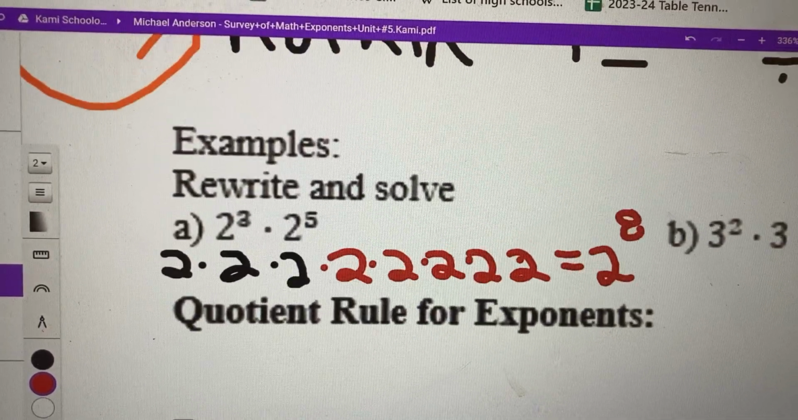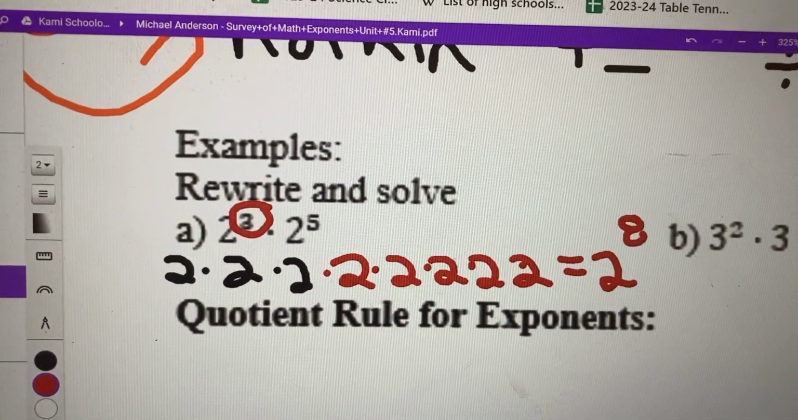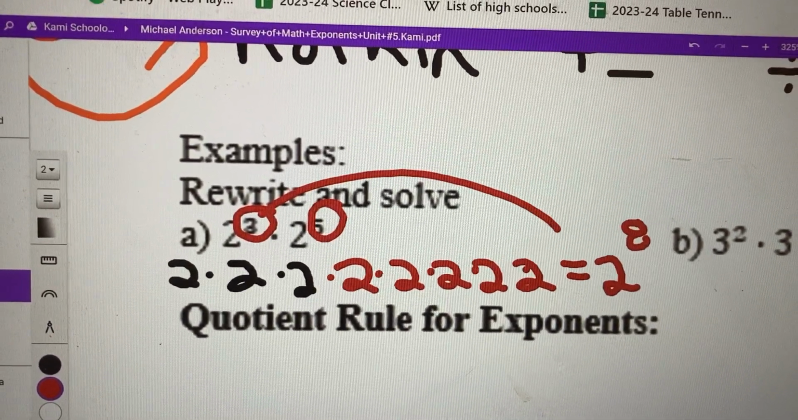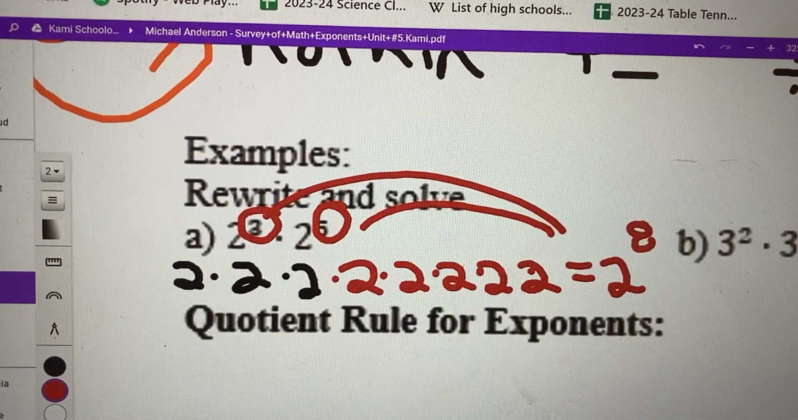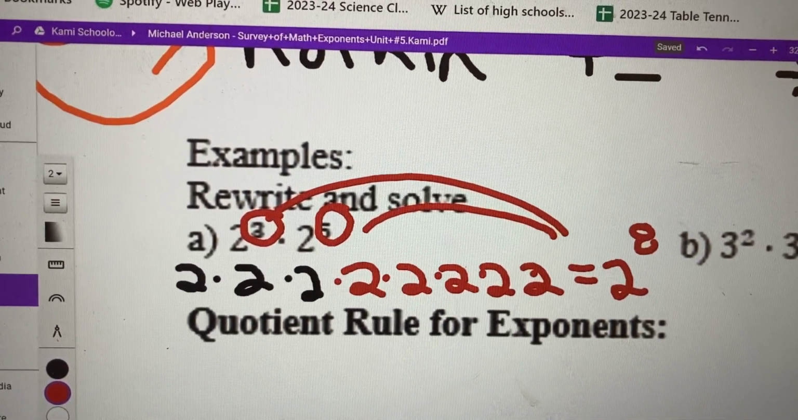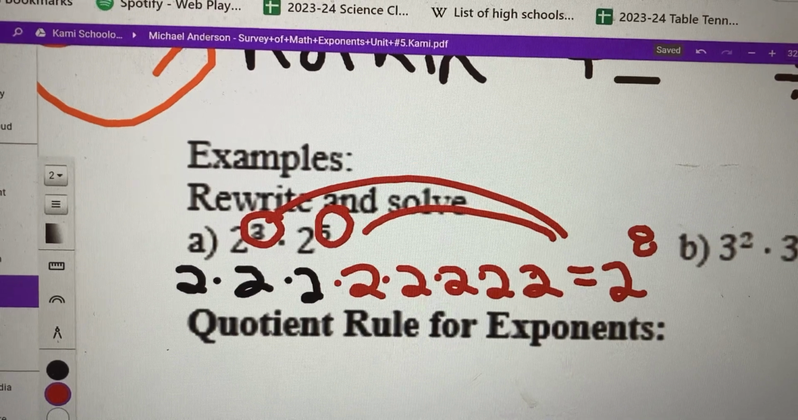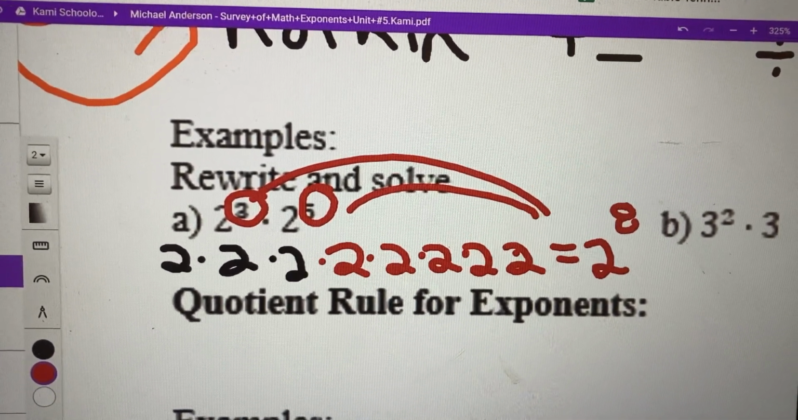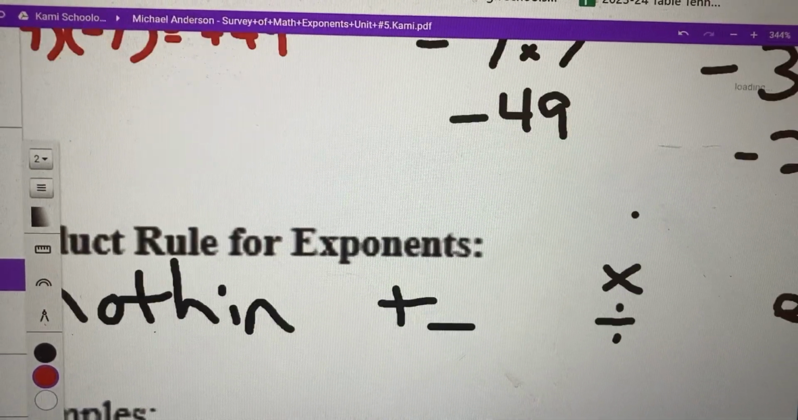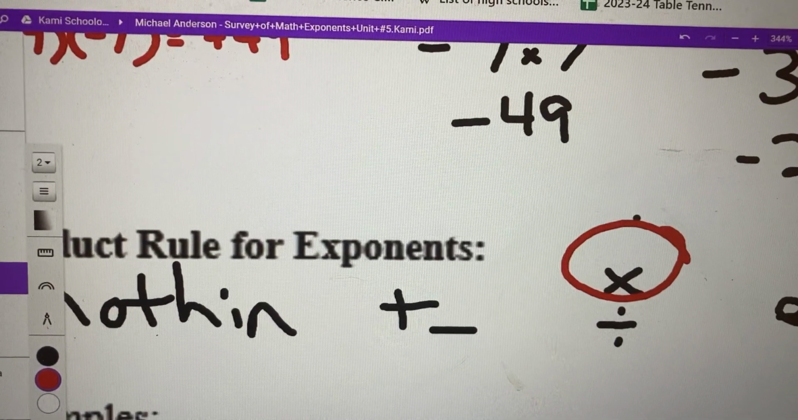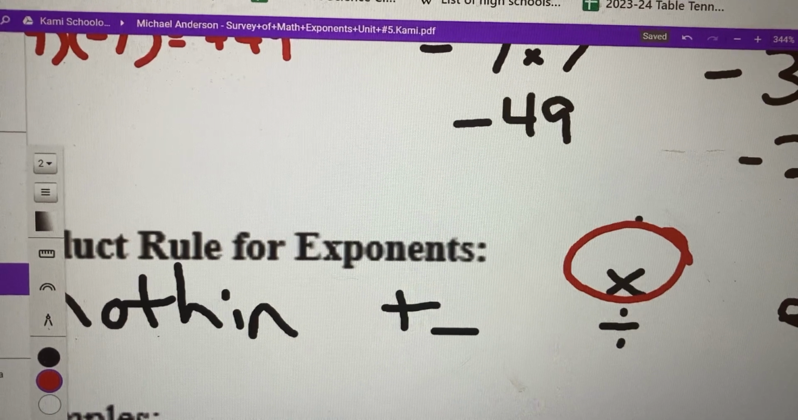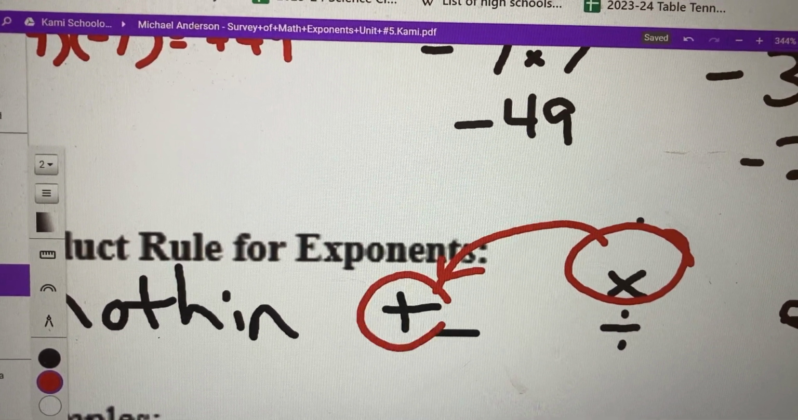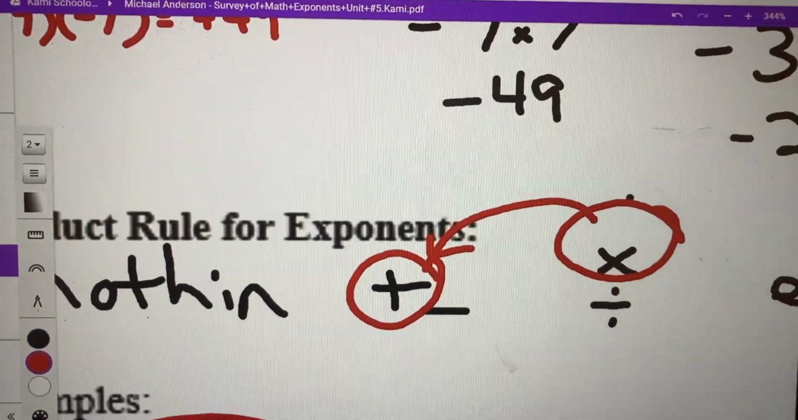Notice what we ended up doing with the powers. We had a 3 and a 5. We just add those together. So when we multiply these 2 things, we end up adding the exponents. We were multiplying 2 to the third times 2 to the fifth. We end up doing the next easier thing, adding with the exponents.